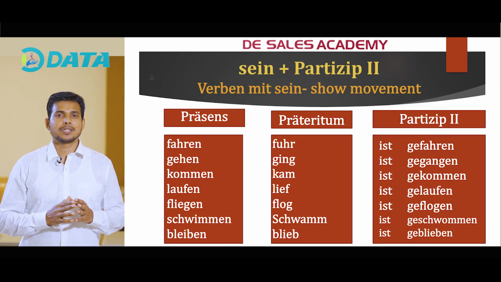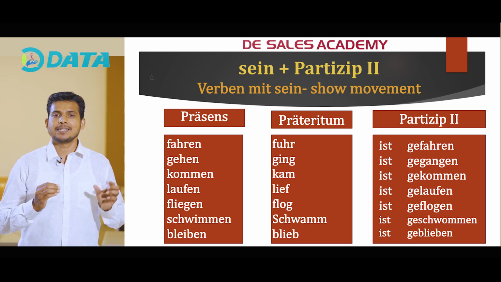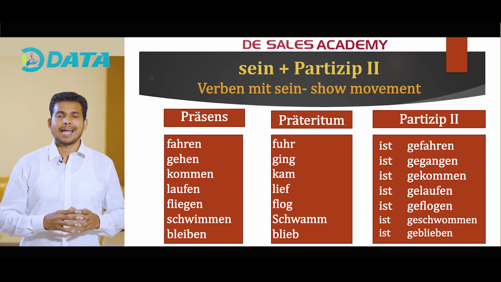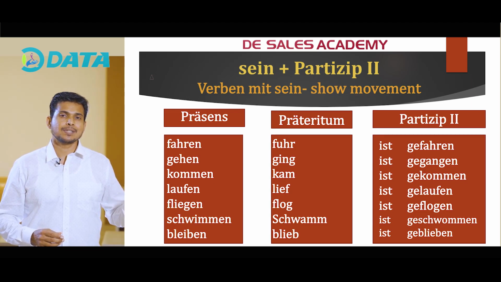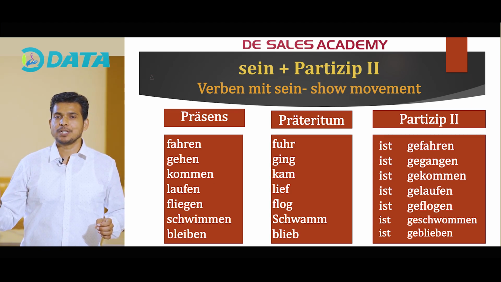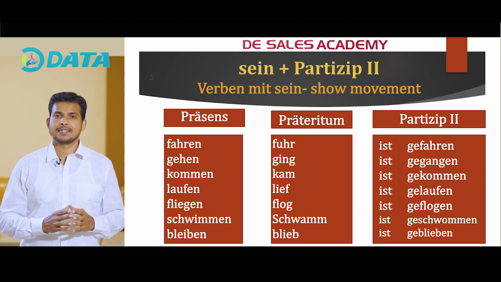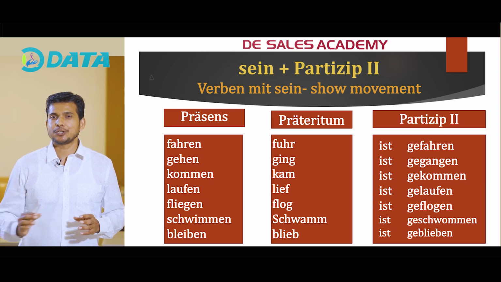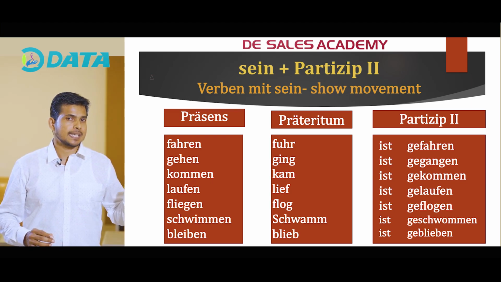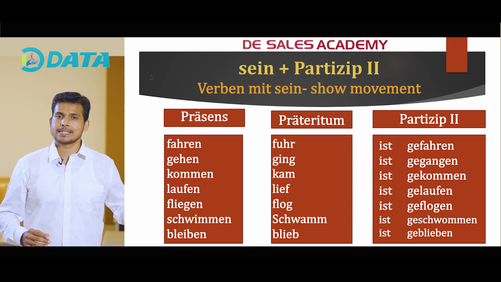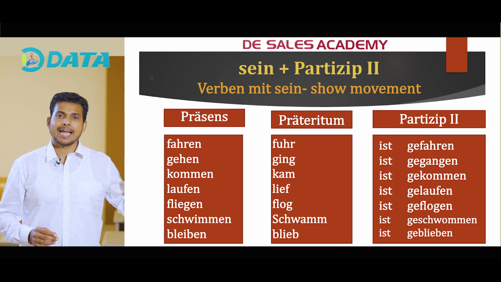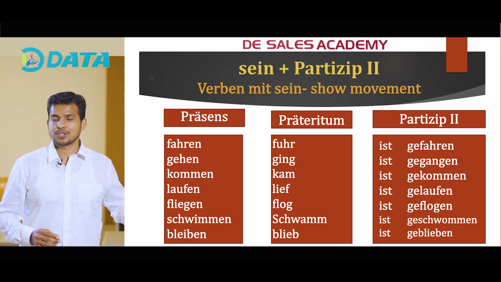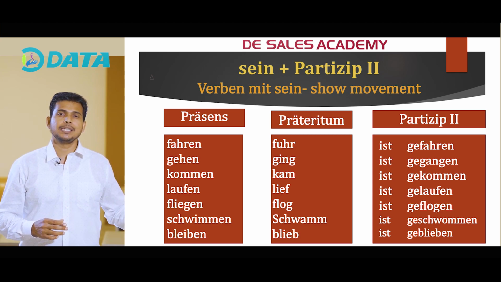Now let us discuss about some of the verbs that are taking sein in the second position. I have said at the beginning of this video that in the second position we place haben or sein depending upon the nature of the verb used in the sentence. If the verb used in the sentence is showing a movement, then we use the sein form and it is conjugated based on the subject. If the verb is not showing movement, then we use haben form, and haben is placed in the second position and haben is conjugated according to the subject.